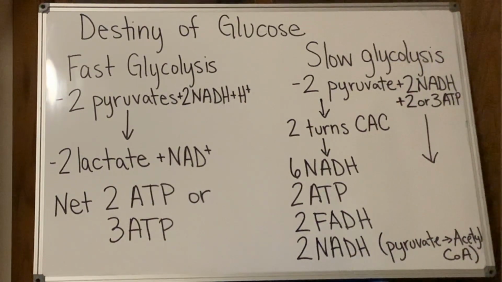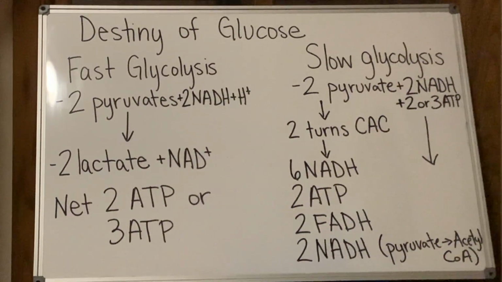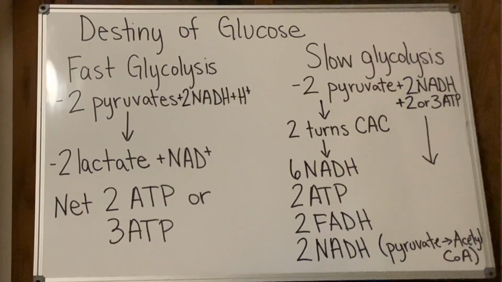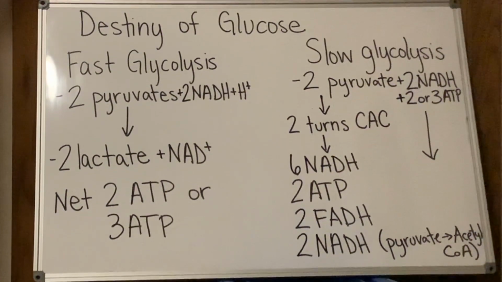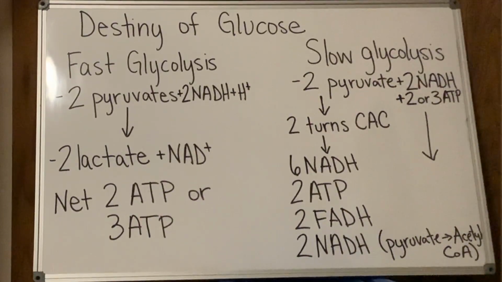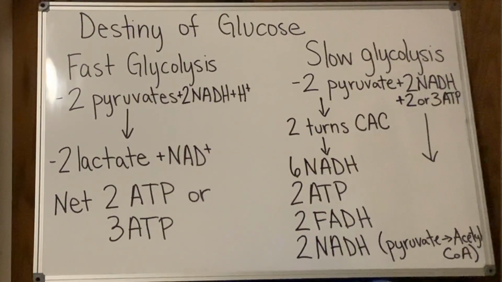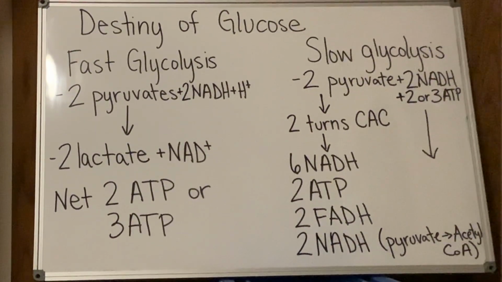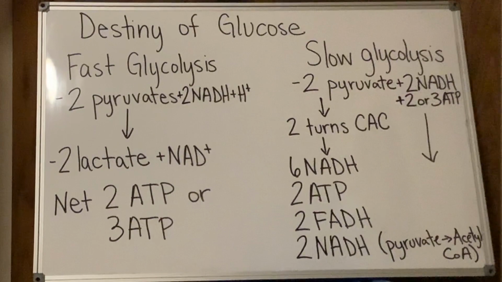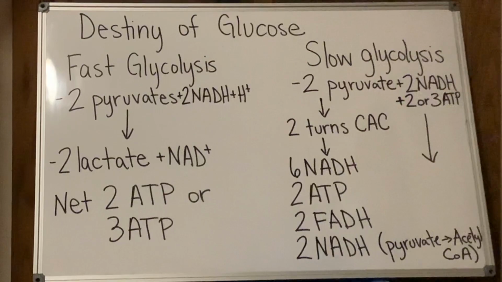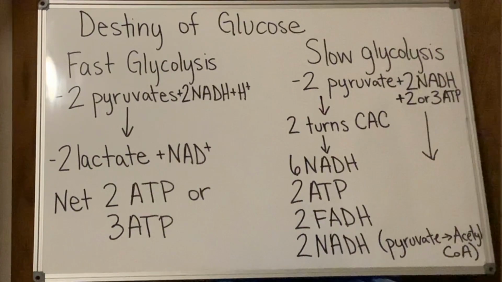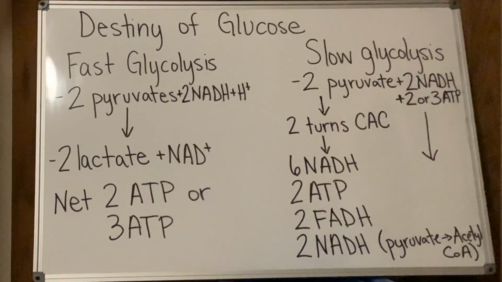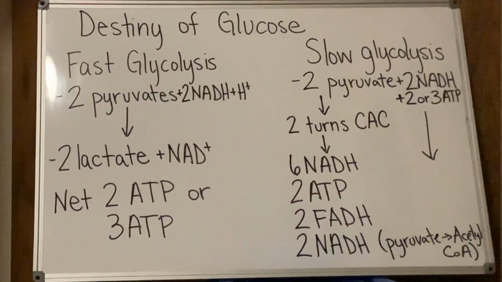The other option for glucose is to go through slow glycolysis, where more of the glucose molecule is oxidized and reduced. The 2 pyruvate molecules at the end of fast glycolysis, instead of getting converted into lactate, are shuttled into the mitochondria. In the conversion of pyruvate to acetyl-CoA, 2 NADHs are formed. Each of the acetyl-CoA molecules that are formed will turn the citric acid cycle once. So 1 molecule of glucose results in 2 turns of the citric acid cycle. The net of these turns are 6 NADHs, 2 ATP, and 2 FADH.